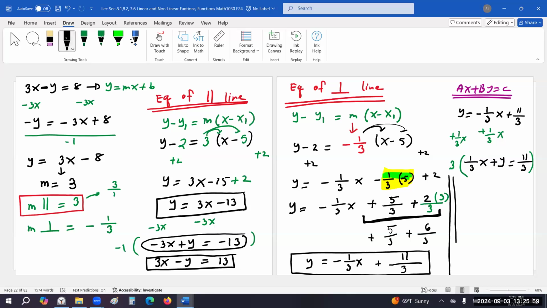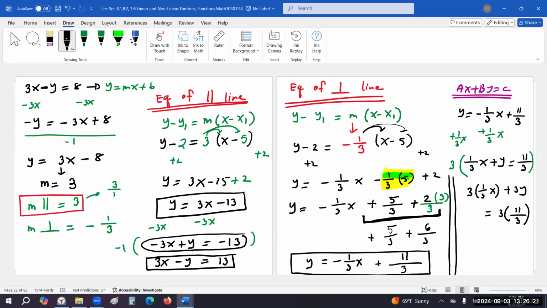If you want, I can show you all terms. The first term is 3 times 1/3x. The second term is 3y. And the third term is 3 times 11/3. You don't have to do this line, but I'm doing it to show you why you're multiplying by 3.